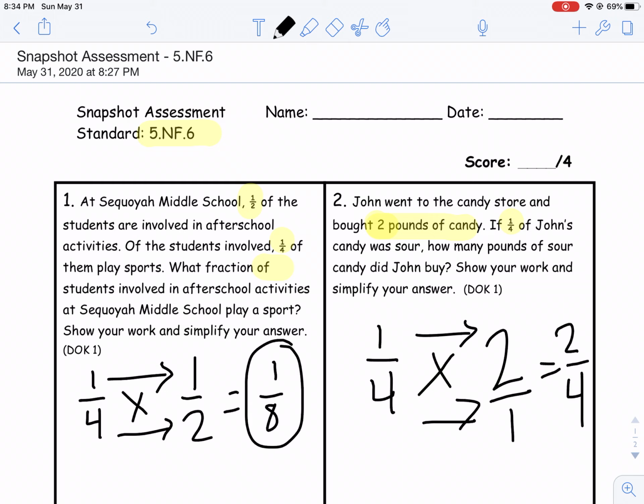I can indeed simplify this one. I know that 2 goes into 2 and 2 goes into 4. It goes into 2 one time and 4 twice. So 1/2 of a pound is sour.